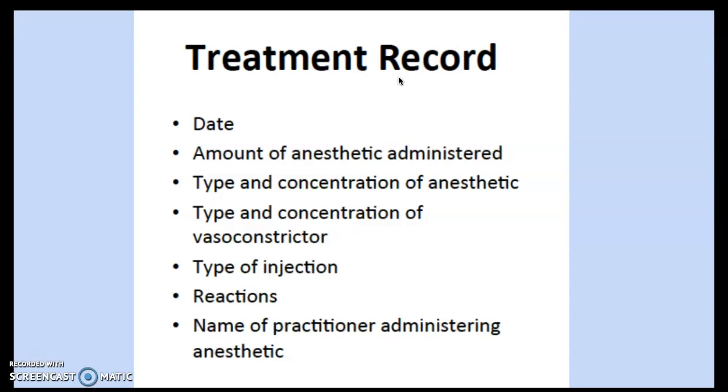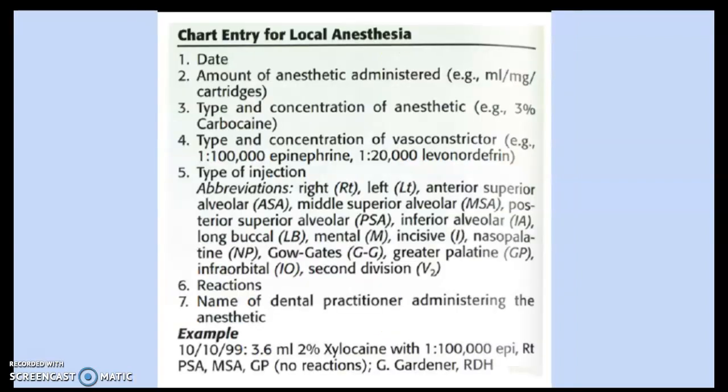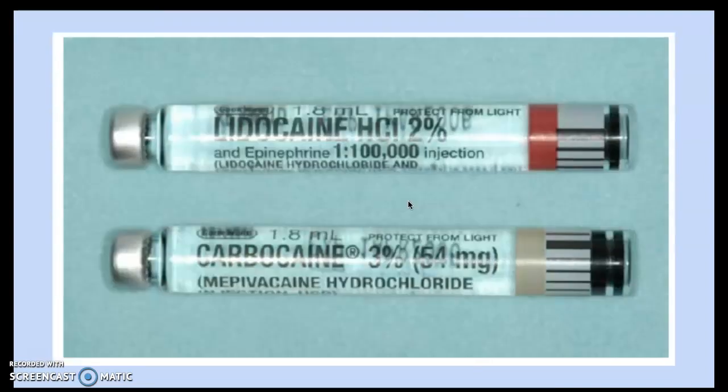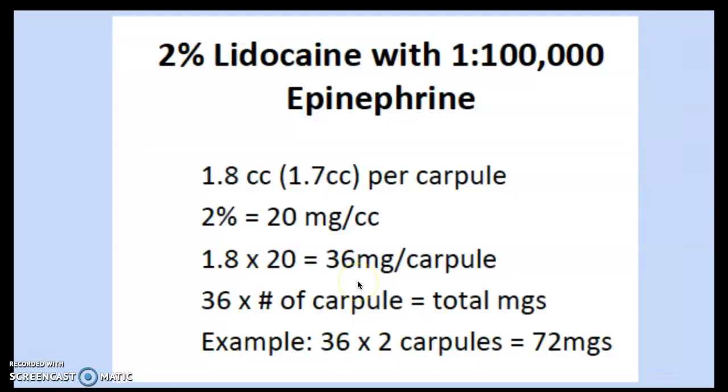Treatment record. You want to make sure you put the date, the amount that was administered, what concentration and vasoconstrictor, what type of anesthetic, the type of injection, what reactions the patient had, and who administered the anesthetic. This is what it looks like right here, an example. And these are examples of cartridges. Notice how it's color-coded. It tells you everything that you need to know on here.